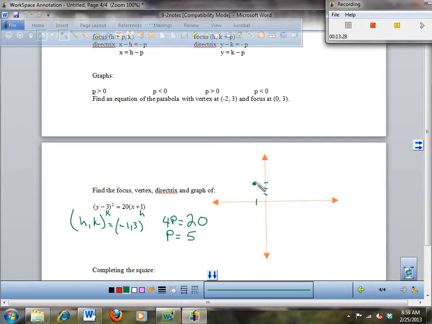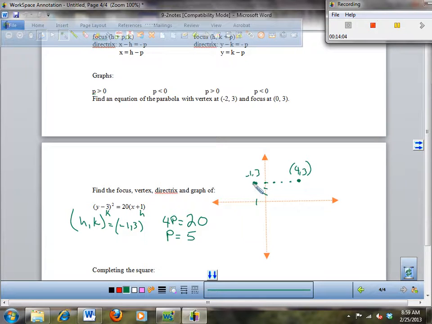Since I know this opens to the right, and I know that the focus has to be 5 units away from this vertex, which is the point (-1, 3), the focus has to be 5 units to the right of that. So 1, 2, 3, 4, 5, right? And so that means that my focus is over here at (4, 3). You guys understand that? Okay? It's kind of helpful if you draw it.